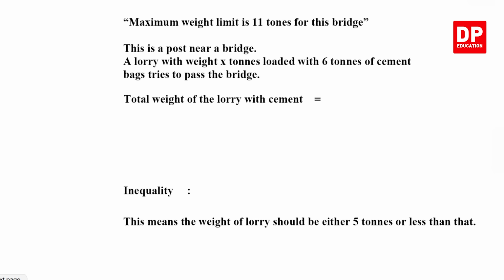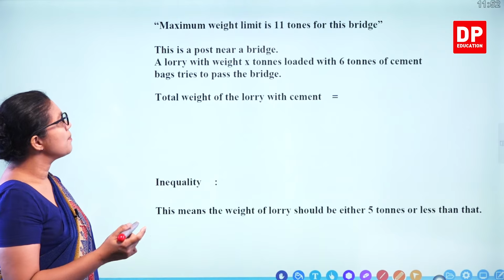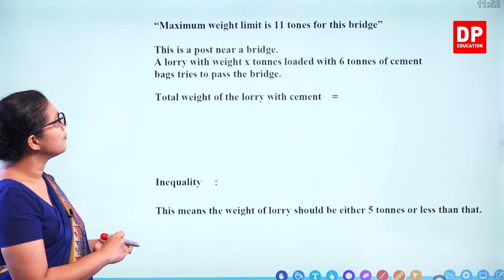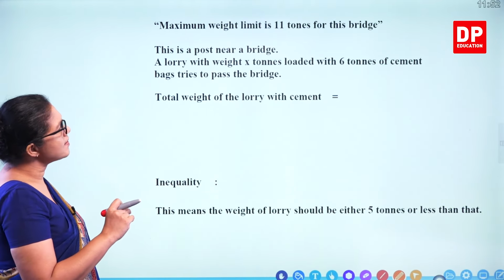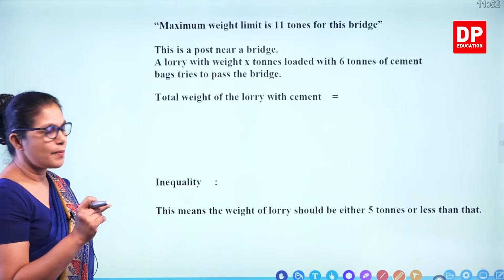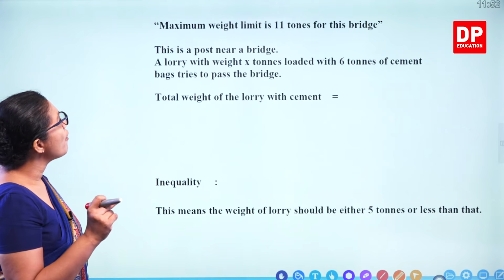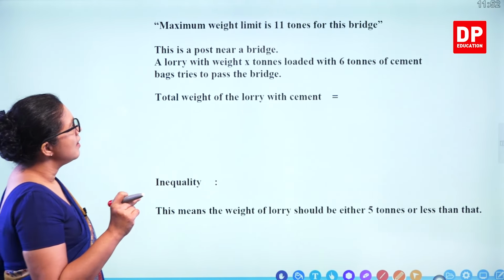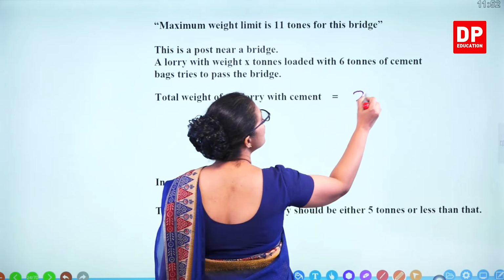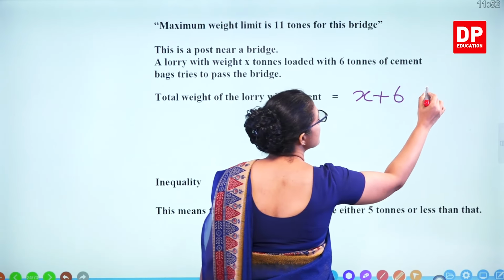Maximum weight limit is 11 tons for this bridge. So this is a post near a bridge. That means when you want to pass the bridge, the maximum weight should be 11 tons. A lorry with weight x tons loaded with 6 tons of cement bags tries to pass the bridge. Total weight of the lorry with cement is what? So the total is x plus 6. This is in tons.